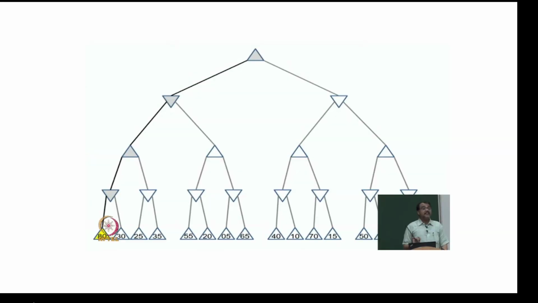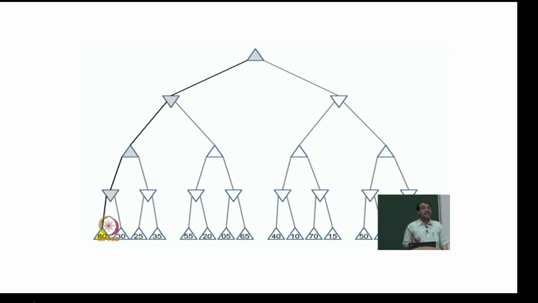Let's say the professor used to give this example. So you have the root node, and you can see the leaf nodes: 80, 30, 25, 35, 55, 20, 05, 65, 40, 10, and all those, right? So if it is minimax, what will happen? Then you have to see, you have to back up.